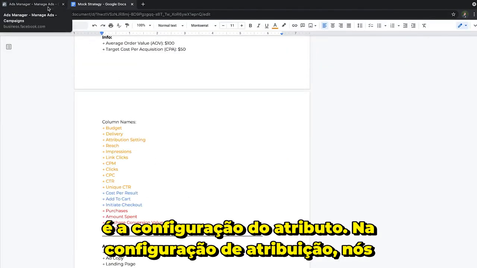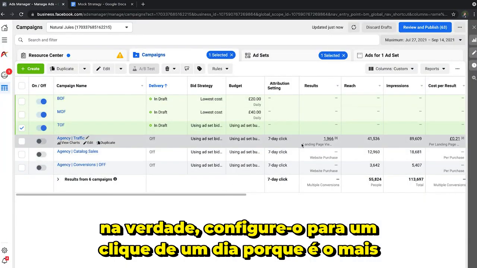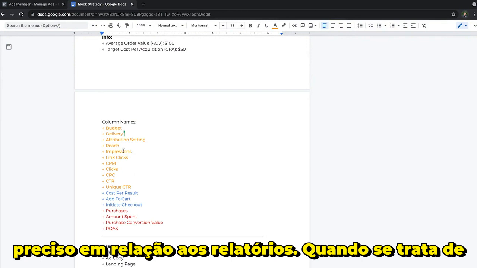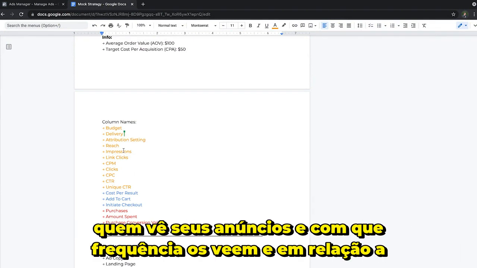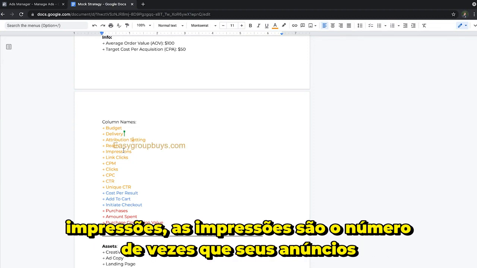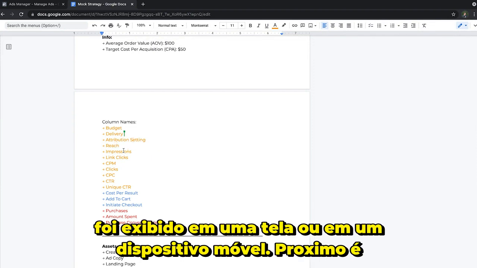In the attribution setting, we actually set it to a 1-day click because it's the most accurate in regards to reporting. When it comes to reach, the reach objective maximizes the number of people who see your ads and how often they see them. And in regards to impressions, impressions is the number of times your ad has been displayed on a screen or a mobile device.